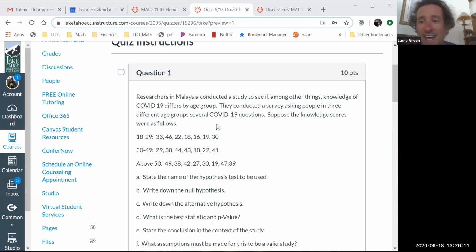Okay, so I decided to use my example that I did in class a couple days ago. Shouldn't be any surprise, but I did make up the numbers. I couldn't find their data, so I had to make up some data. Researchers in Malaysia conducted a study to see if, among other things, knowledge of COVID-19 differs by age group. They conducted a survey asking people in 3 different groups several COVID-19 questions. Suppose the knowledge scores were as follows. And notice there's the 18 to 29-year-old group, 30 to 49-year-old group, and above 50 group.